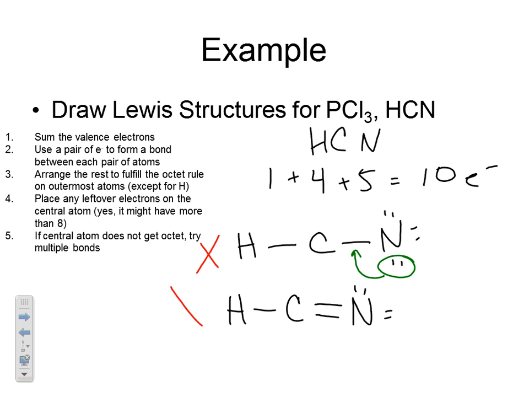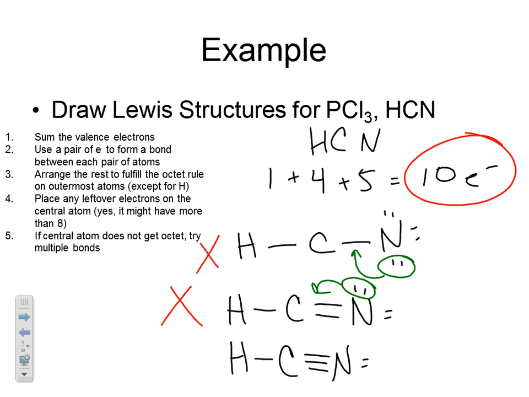But again, this still doesn't work because the carbon still doesn't have 8 electrons around it, still doesn't have an octet. Again, I can't add a lone pair on the carbon because I don't have that many electrons. I only have 10 electrons. That's the amount of electrons I have to have. So I'm going to do the same process again.